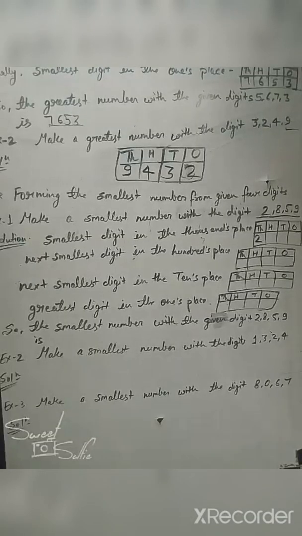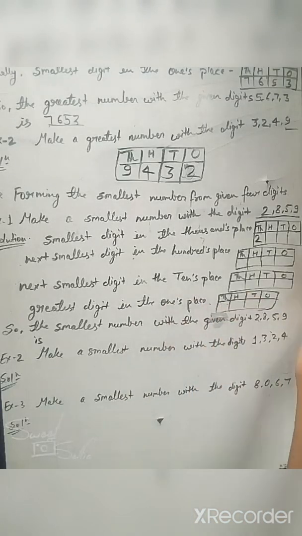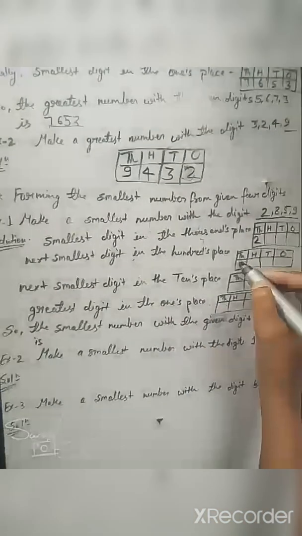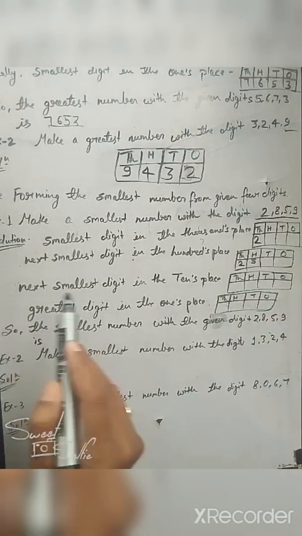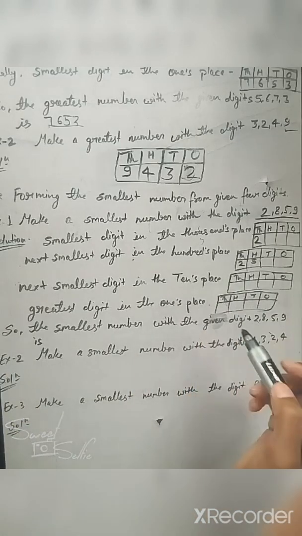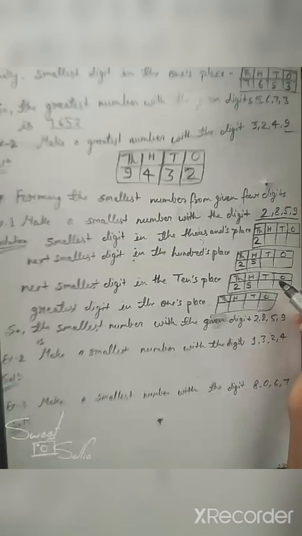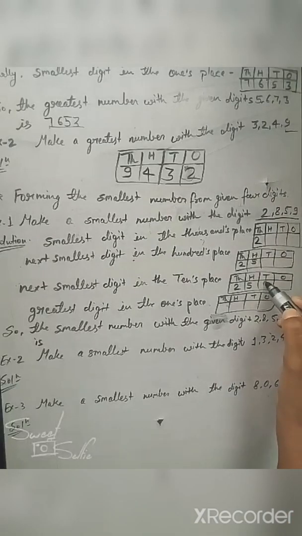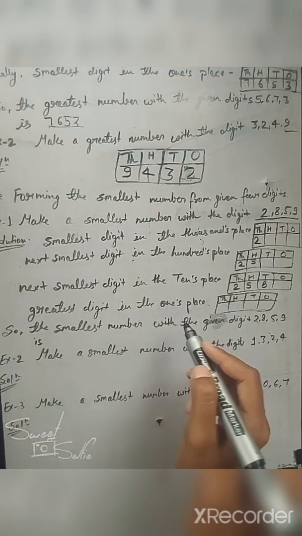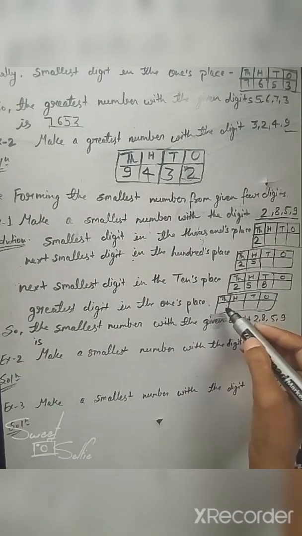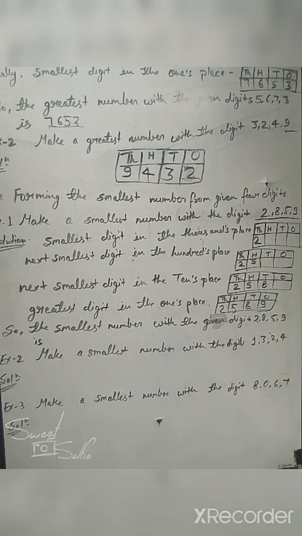In the next step, the next smallest digit goes in the hundreds place. The next smallest digit is 5, so we will write 5 at the hundreds place. Next step, the next smallest digit goes in the tens place, so this is 8. And finally, the greatest digit goes in the ones place. The greatest digit is 9, so we will write 9 at the ones place.